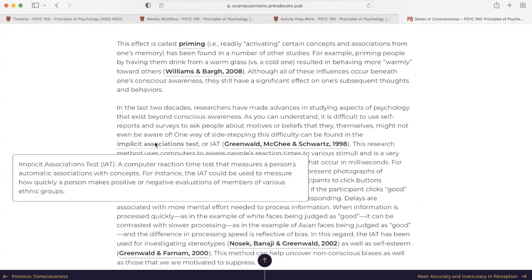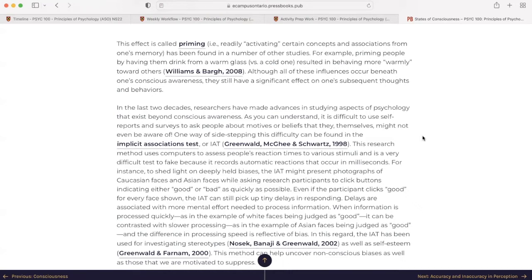So the implicit association test is a computer reaction time test that measures a person's automatic associations with concepts. For instance, the IAT could be used to measure how quickly a person makes positive or negative evaluations of members of various ethnic groups. This research method uses computers to assess people's reaction times to various stimuli and is a very difficult test to fake because it records automatic reactions that occur in milliseconds.